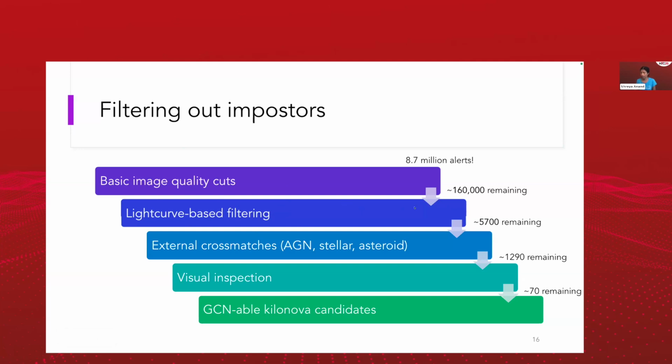That said, we believe that these 70 candidates that we released to the community are high fidelity astrophysical transients. But it's hard to evaluate how many candidates were potentially missed using these quality cuts.